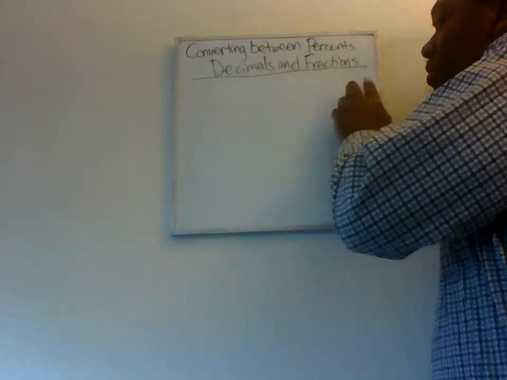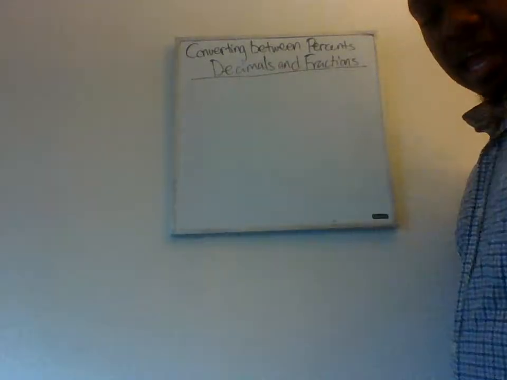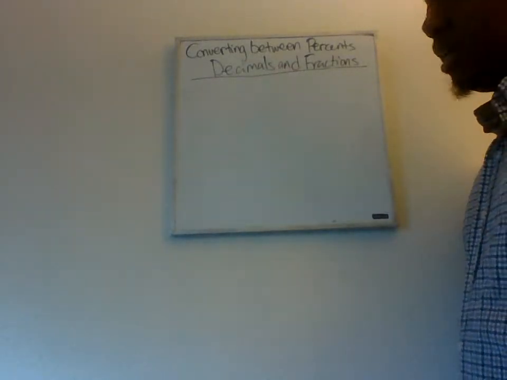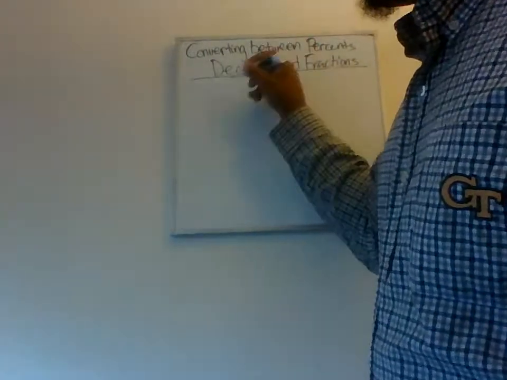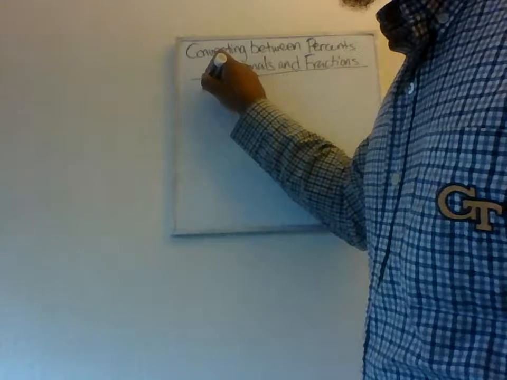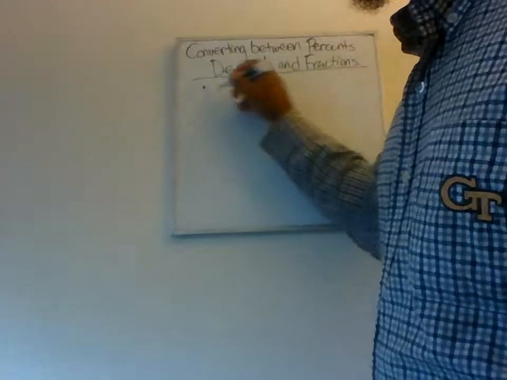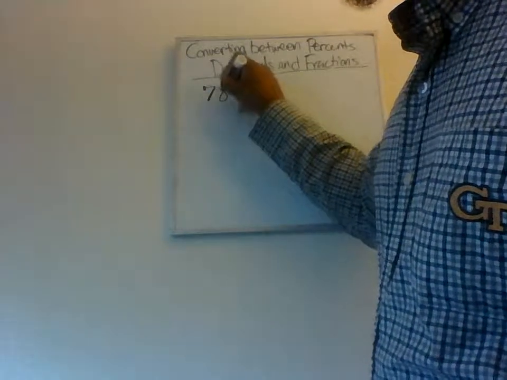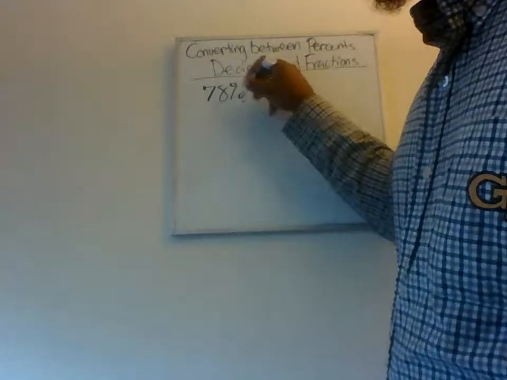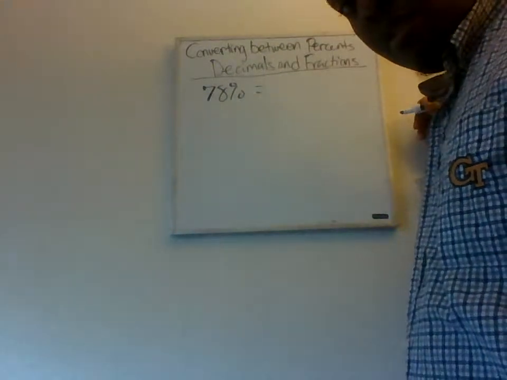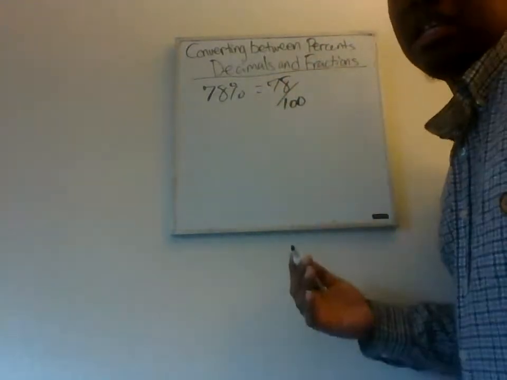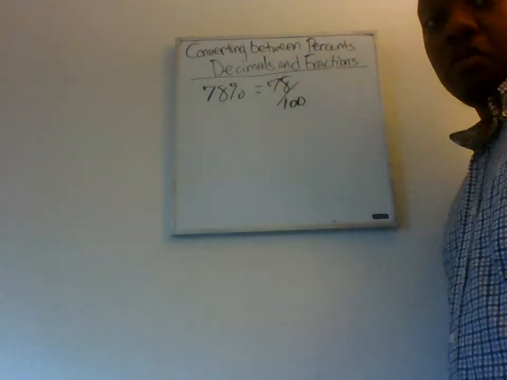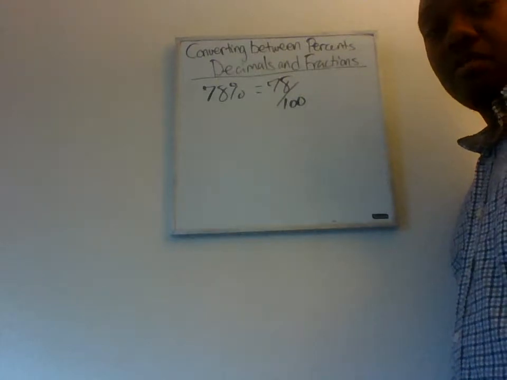This has to do with the fact that, hey, I know that if I go from a percent to a fraction, I know if I have 78%, what does that mean? Percent means per 100. So really this is 78 hundredths. And so you've already seen this. And so that's it. That's all you would do. You would just change it to a fraction by putting it over 100.